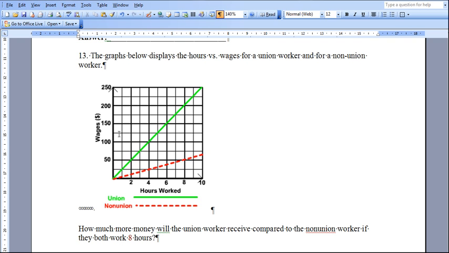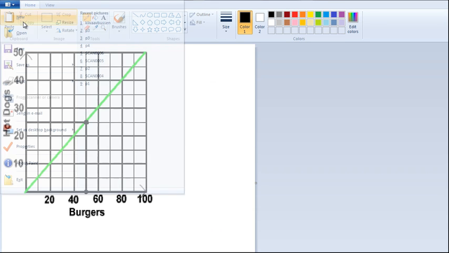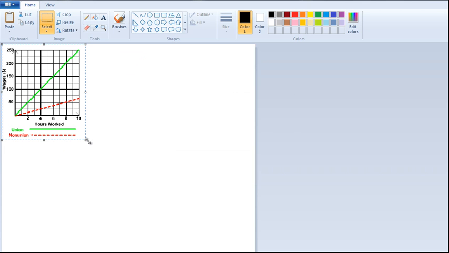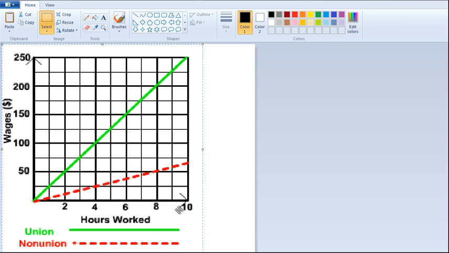So let's first find out how much they will earn if they work 8 hours. Okay, so let's copy this to Paint so we can work with it a little bit. Make this bigger. They worked 8 hours. So let's go from 8 up till we meet this line.